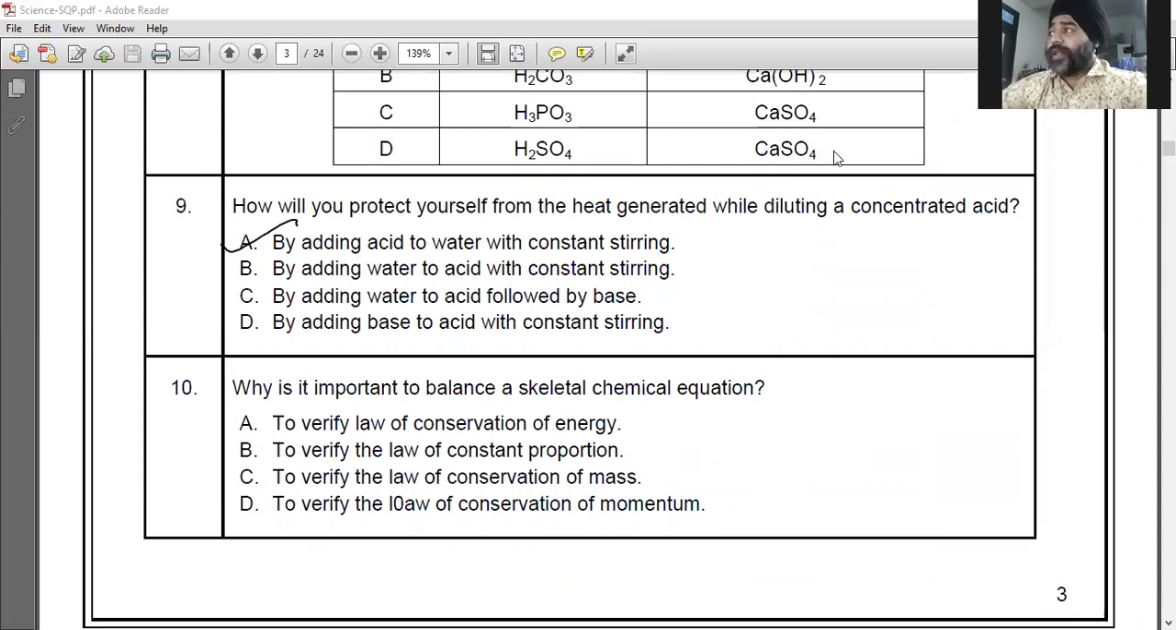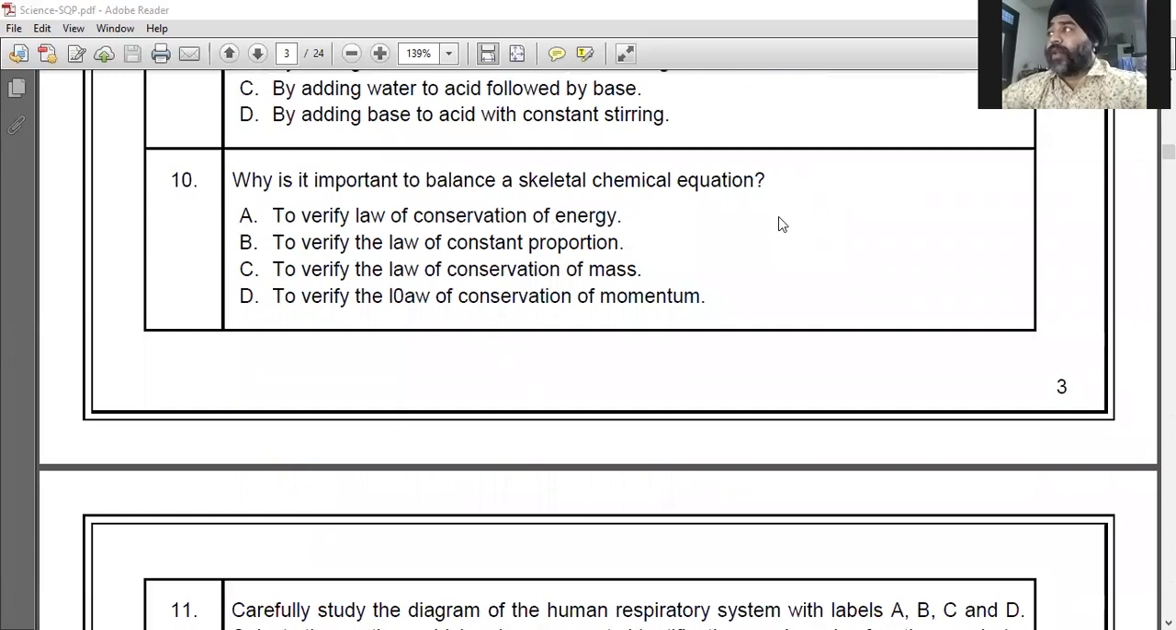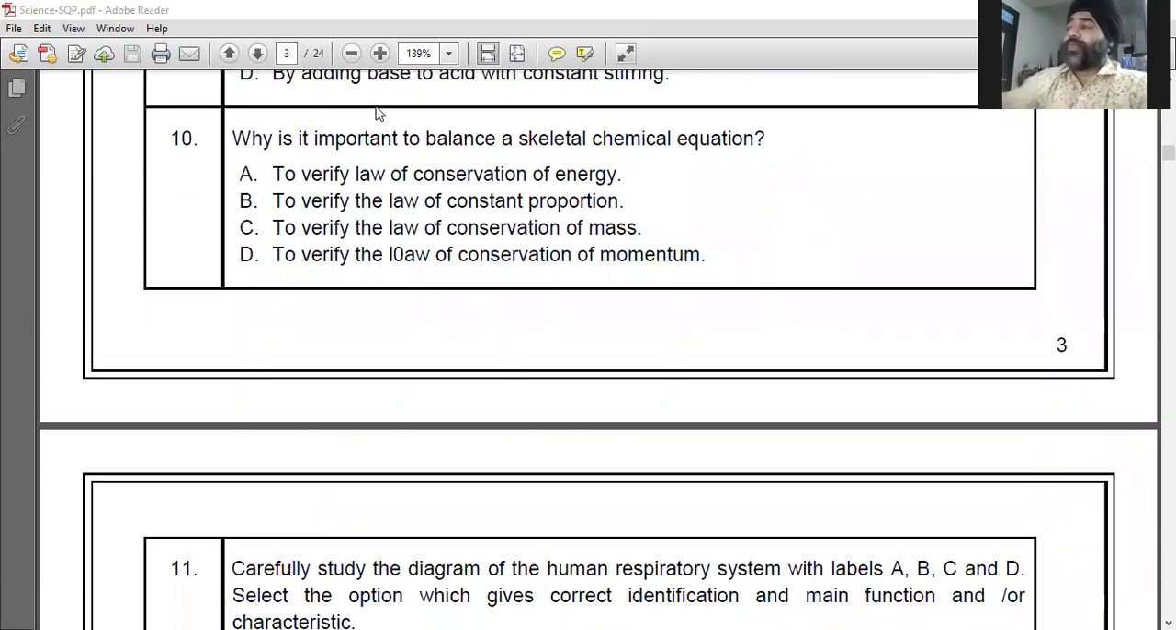Now next is why it is important to balance a skeletal chemical equation. Again, this question is from chapter number 1. In that it is given that mass can neither be created nor destroyed in a chemical reaction. And to verify the law of conservation of mass, we have to balance this. Whatever the number of atoms are given on the reactant side, that should be present on the product side also. Then only the total mass will remain the same on both sides. So to verify this law, we have to balance that.